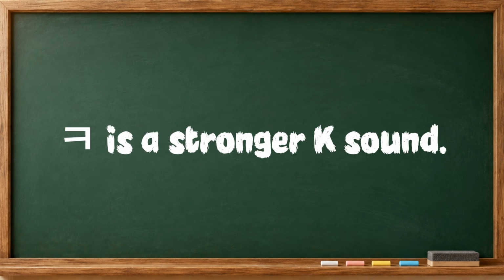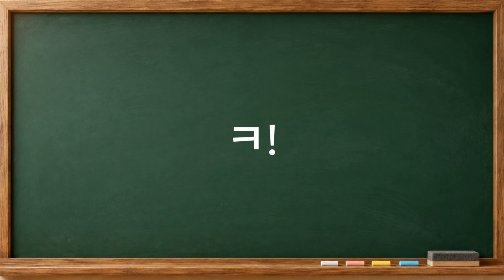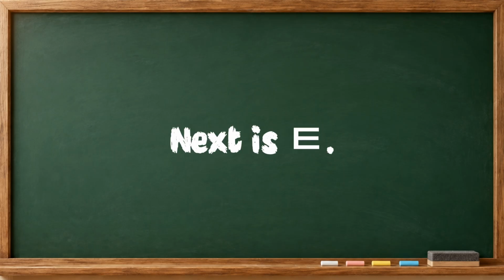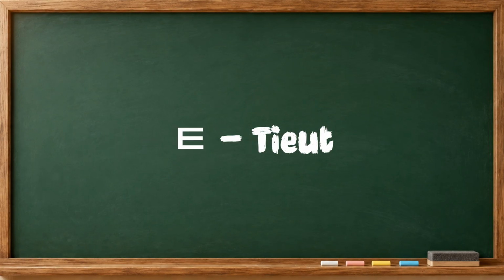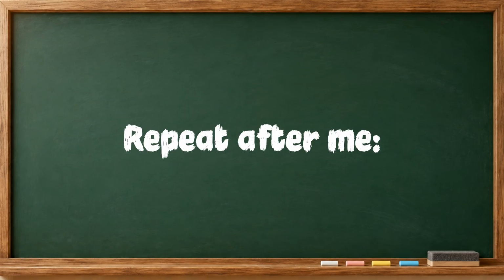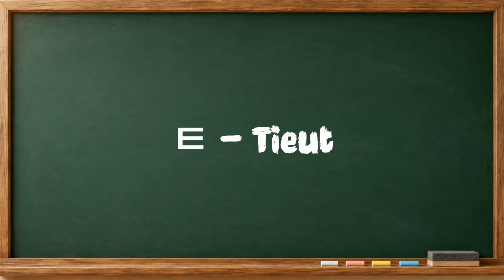Kieuk is a stronger K sound. Kieuk. Repeat after me. Kieuk. Excellent! Next is tieut. Tieut is a stronger T sound. Tieut. Repeat after me. Tieut.